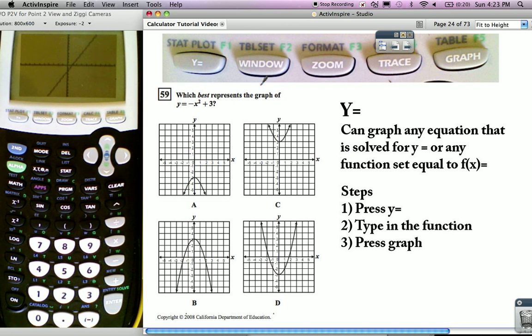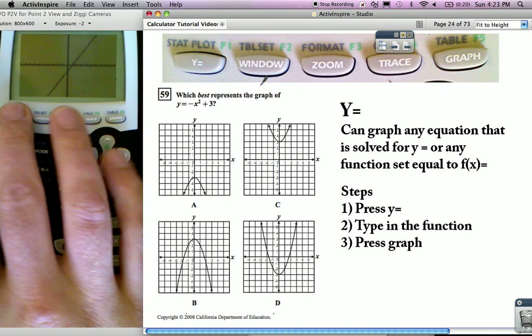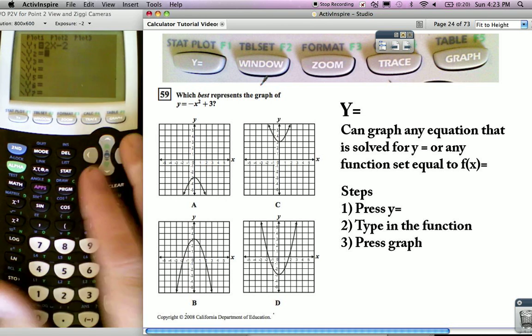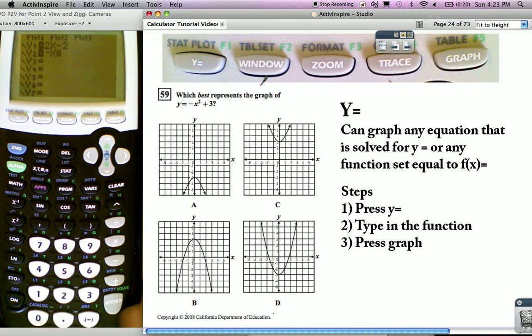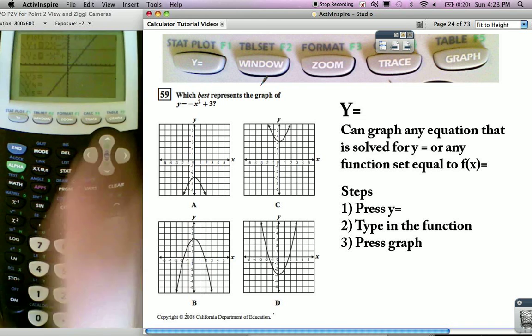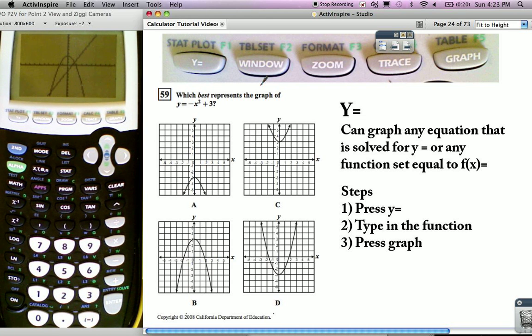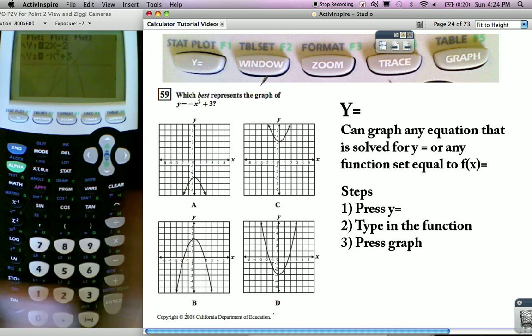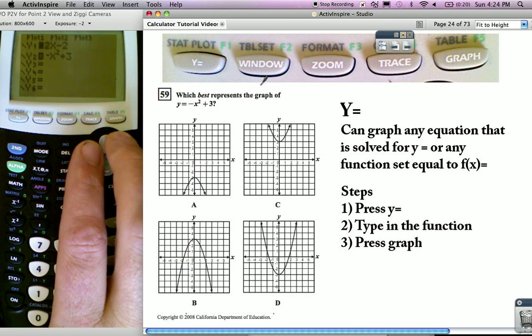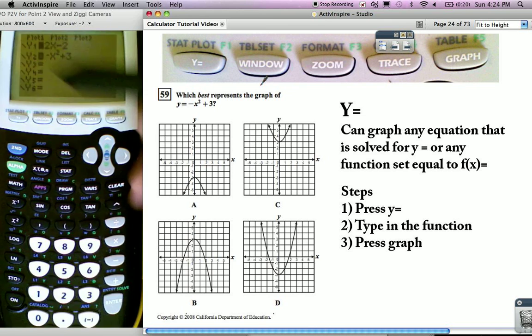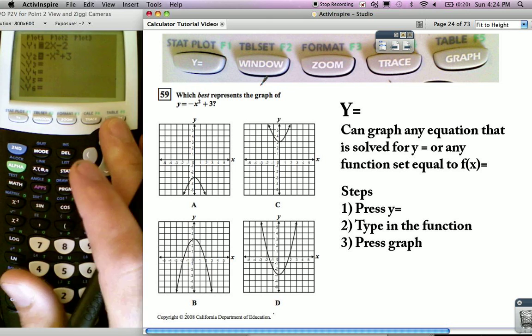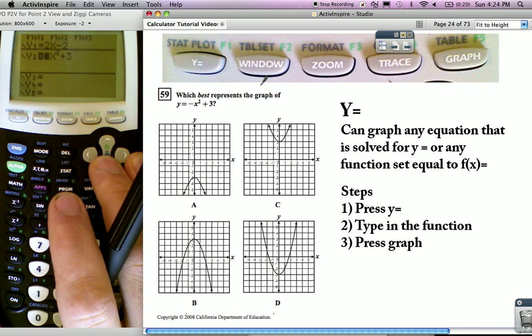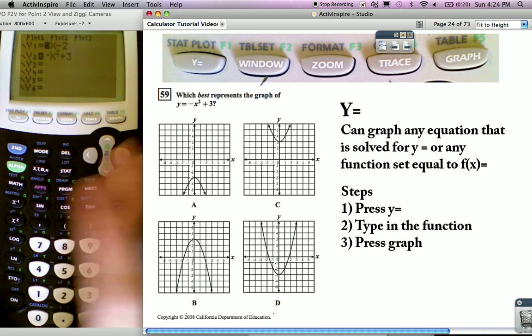Which best represents the graph of negative x squared plus 3? All right, so we're dealing with quadratics. This could be an Algebra 1 or an Algebra 2 question. So I'm just going to type it in exactly as it reads, negative x squared plus 3, and I hit graph. Now you can see we have both of these graphed at the same time. You can do one of two things. You can clear this out, or using these highlighted buttons, if I hit enter and turn that off, when I graph this, it will only graph the function y2.